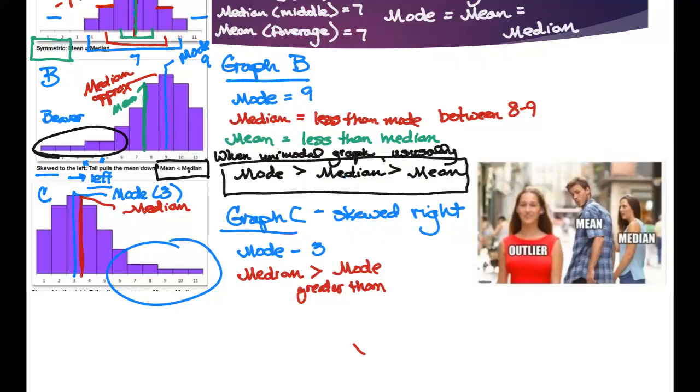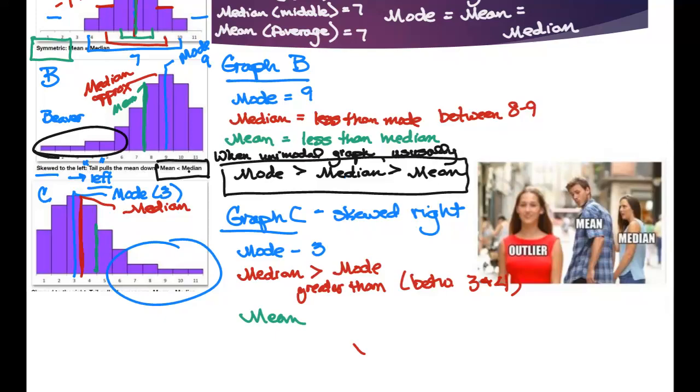Okay. And I'm going to say the median is between 3 and 4. And finally, the mean. Where am I going to find the mean? To the right or the left of the mode and the median? What do you think? To the right.